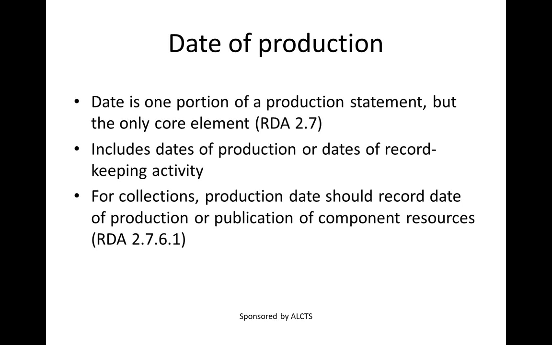The next core element is the date of production. RDA includes production dates in 2.7 as part of the production statement. However, of the three elements that make up the production statement, only the date of production is required. The other two elements are optional, and while they might be useful for an individual manuscript, would probably not be recorded for archival materials.